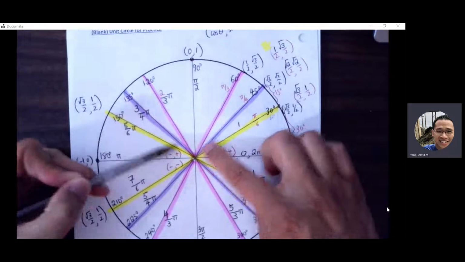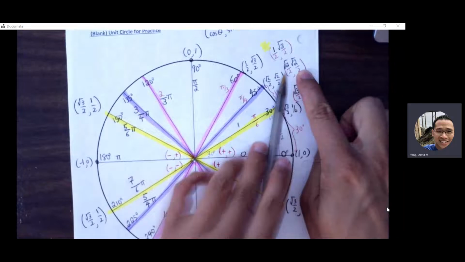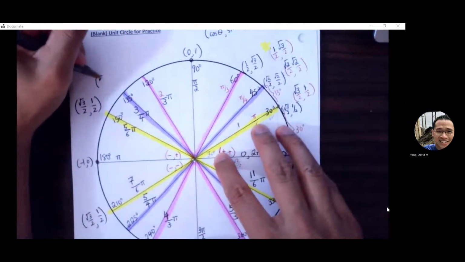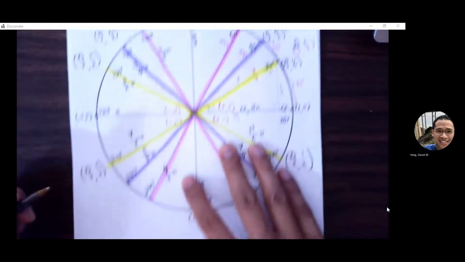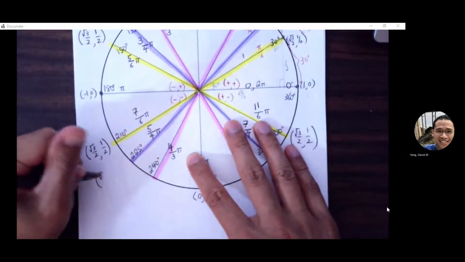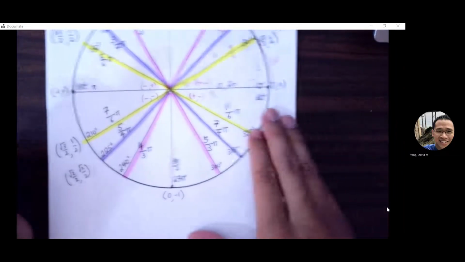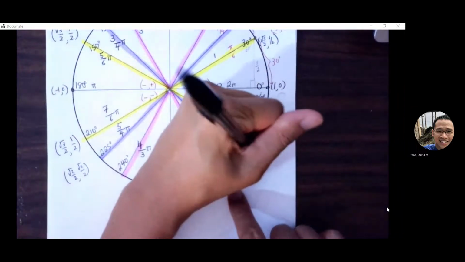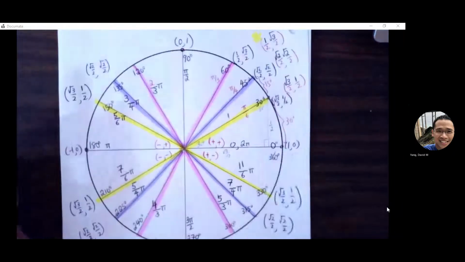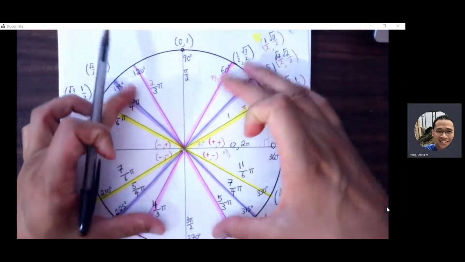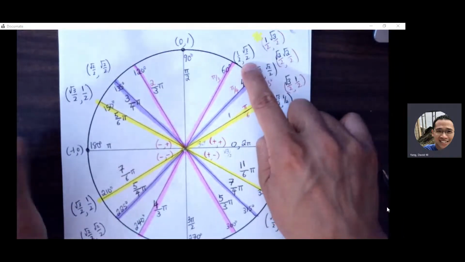All right, anything in the blue, anything with a 45-degree reference angle will share this ordered pair, root 2 over 2 and root 2 over 2. Okay. And all the 60-degree reference angles, the ones I highlighted in purple, will all share the same ordered pair numerically.